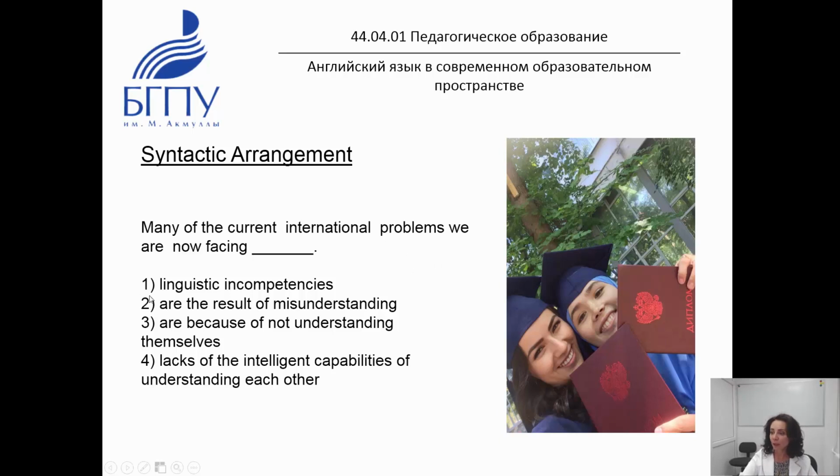Let us consider number 1, linguistic incompetences. There is no verb. There is no link verb. That's why there is no predicate here. Then number 2, are the result of misunderstanding. Sounds pretty good since problems is in the plural and the verb to be is in the plural too. Then number 3, let us consider, are because of not understanding themselves. So the continuation of this option sounds clumsy, understanding themselves. So the continuation is wrong.